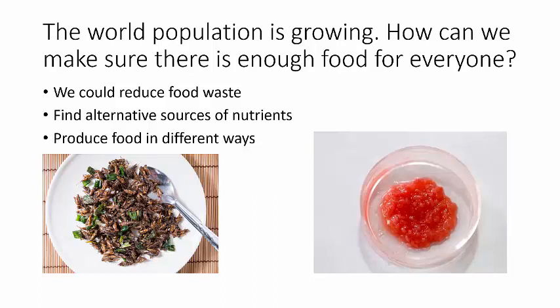But also we might need to look at producing food in different ways. So the other picture that I've got on that slide there, that's meat that's been made in a petri dish. Okay, so instead of meat that's been obtained from an animal, it's meat that's been artificially grown in a lab. So that's another area of research, coming up with different ways of making food. So rather than making meat by growing animals, we might be able to make meat in a lab without the need to grow animals or kill animals. Okay, so there's lots of different ways that food might be able to be produced in the future.